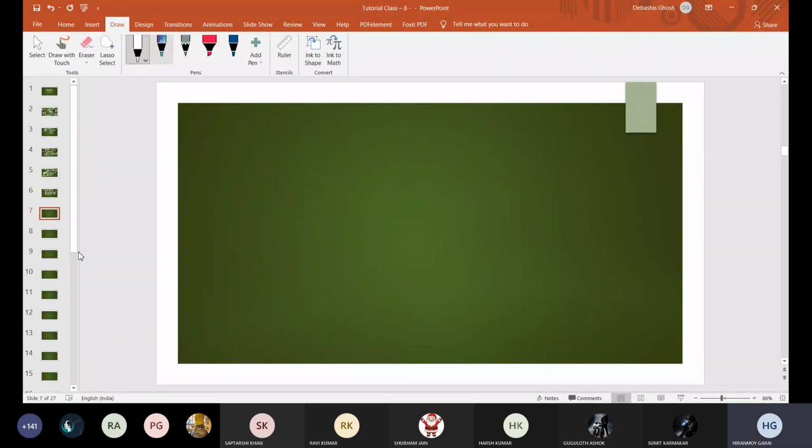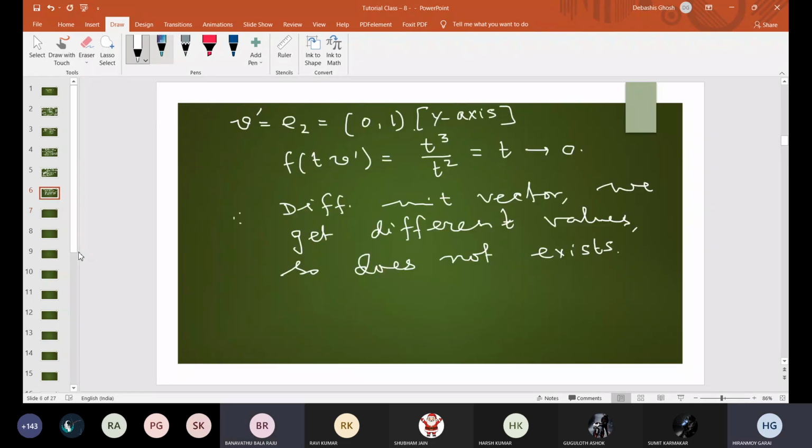So that portion is of your limit. Now in case of your continuity, we just solve one problem for continuity. Sir, please show the last slide once. Sir, again.